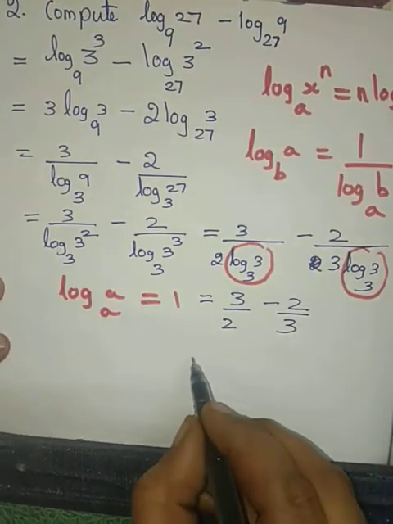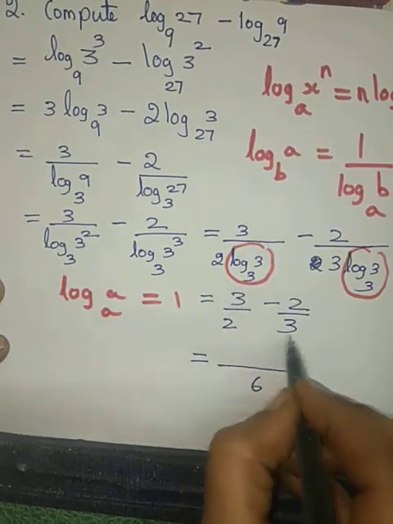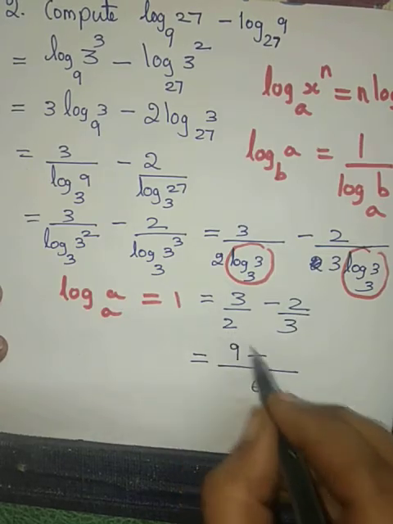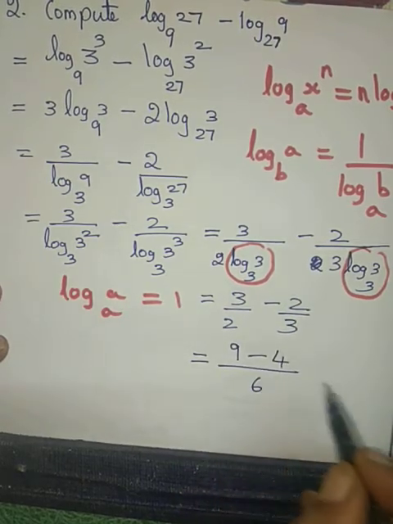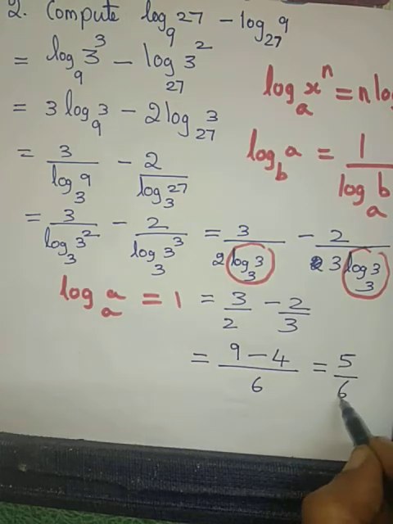Now let me take the LCM. The LCM of 2 and 3 is 6. So this 3 should be multiplied with this 3, 3 3s are 9. This 2 should be multiplied with this 2, 2 2s are 4. 9 minus 4, the answer is 5 by 6.